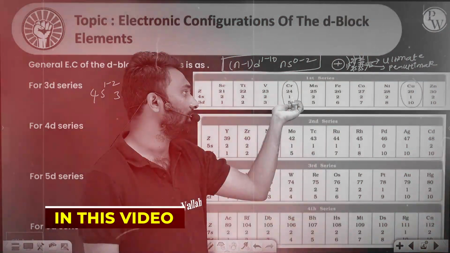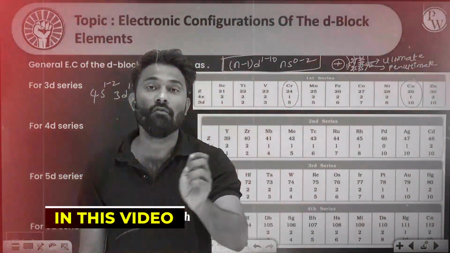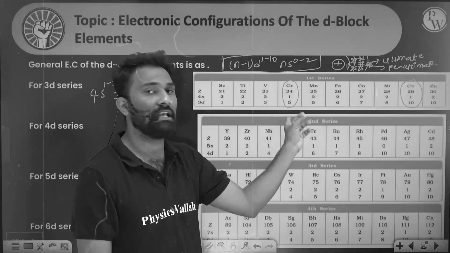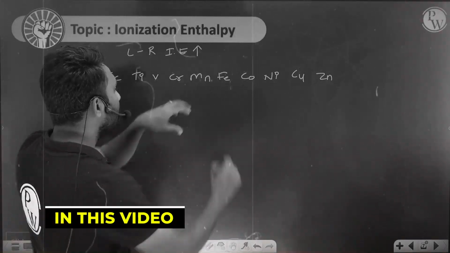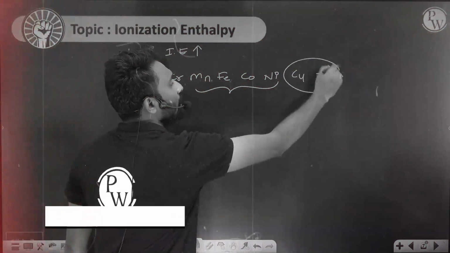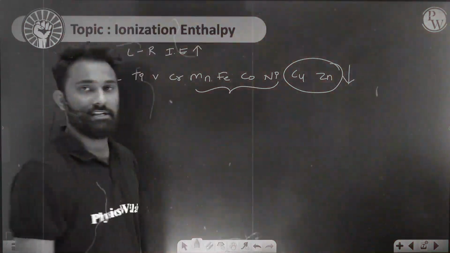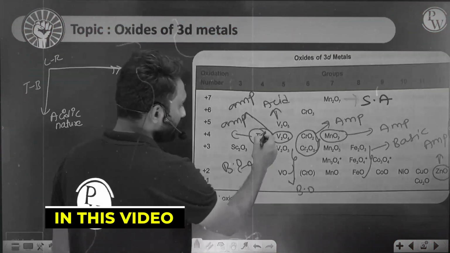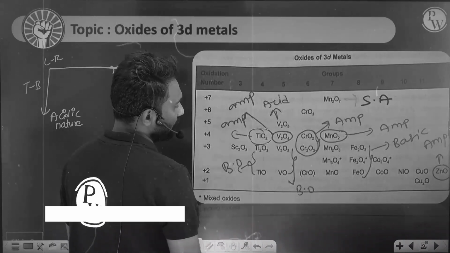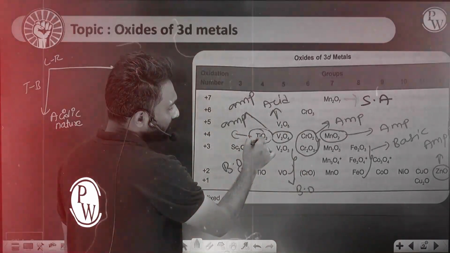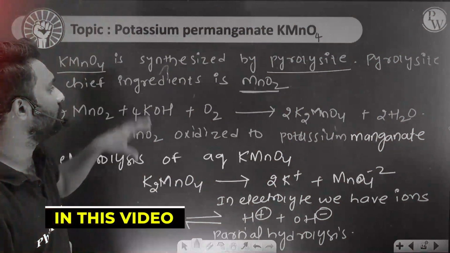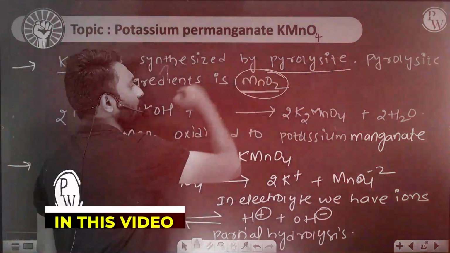Chromium, due to the half-filled stable electronic configuration, shows an exceptional electronic configuration compared to manganese, iron, cobalt and nickel. Now zinc and copper should have less ionization energy. Titanium dioxide is amphoteric. In titanium dioxide the oxidation state is +4. Pyrolusite is the chief ore of manganese dioxide.